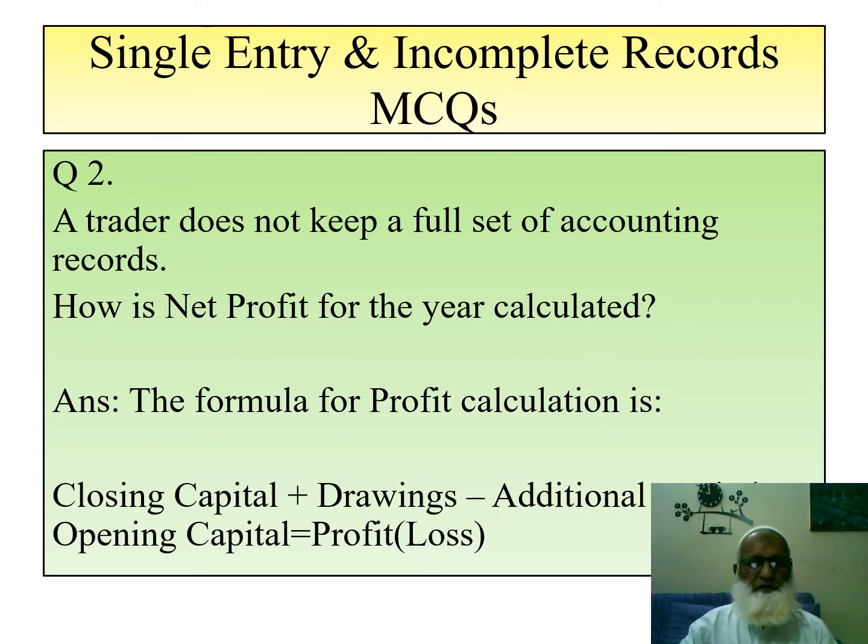A trader does not keep a full set of accounting records. How is net profit for the year calculated? Answer: the formula for net profit calculation is closing capital plus drawings minus additional capital, minus opening capital is equal to profit or the loss. This is the formula for this. And now to the next slide.